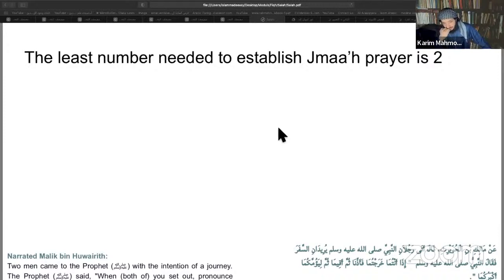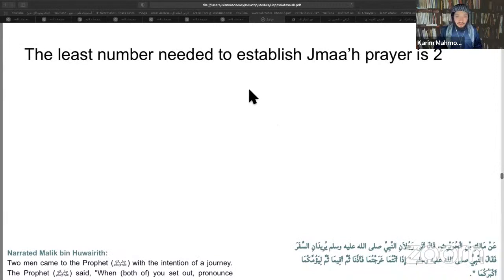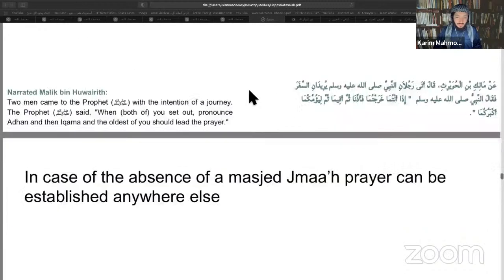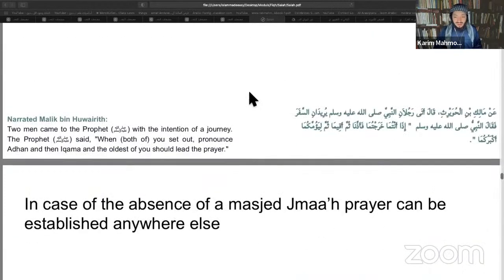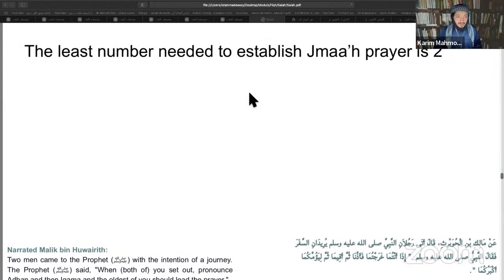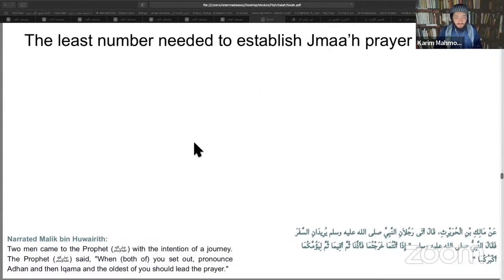Anyway, let's pause it here. We're going to talk about some guidelines to the Jamaa prayer. Next time, inshallah, we'll delve a little deeper with this. No questions before we stop?